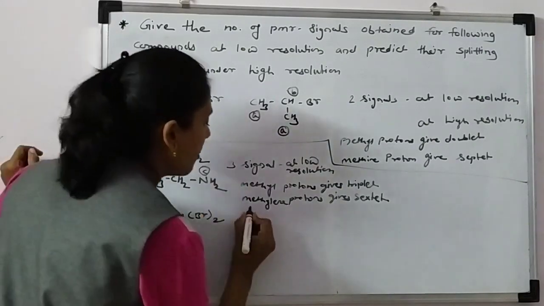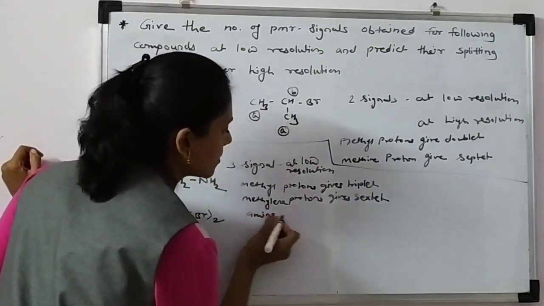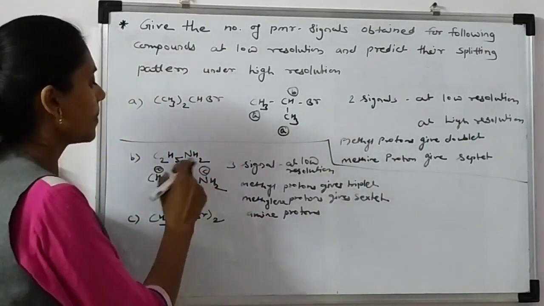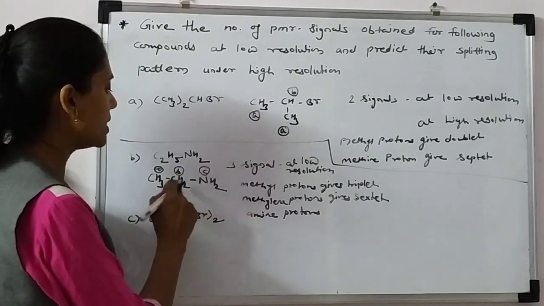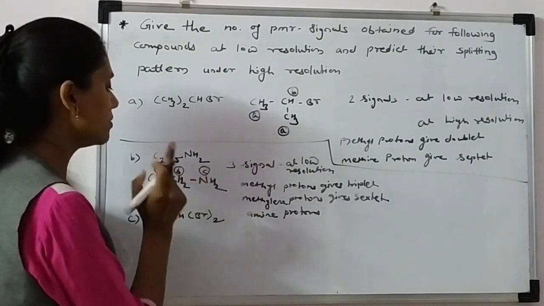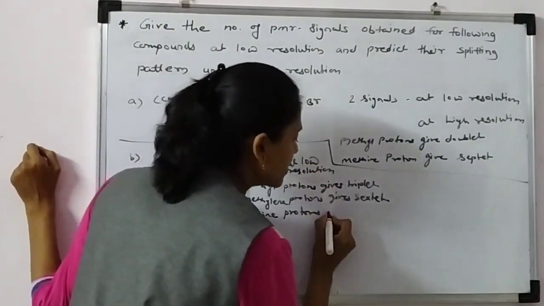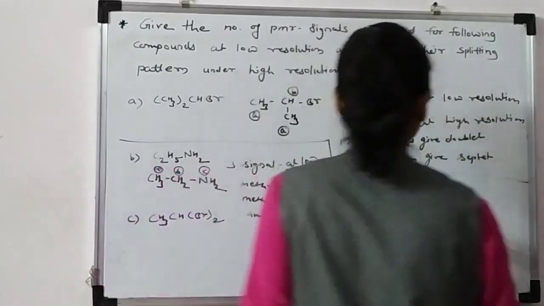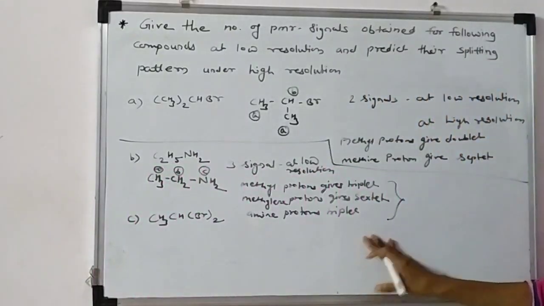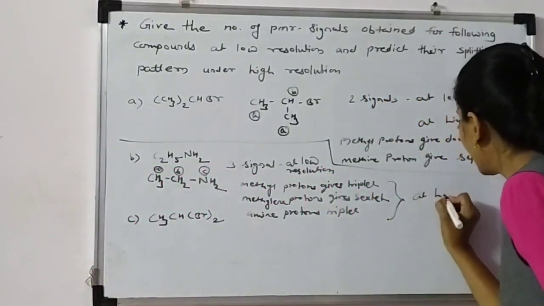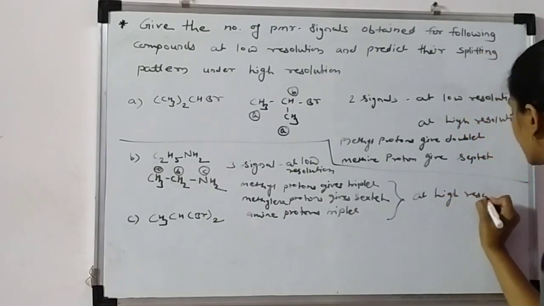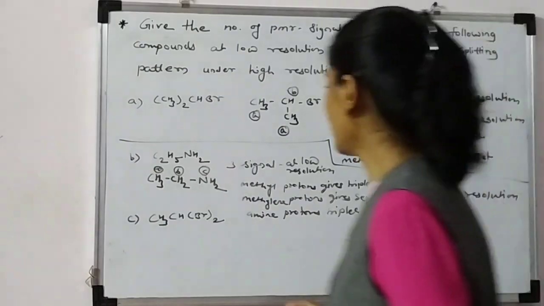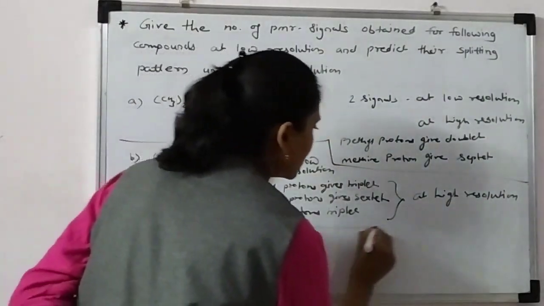Next one, amine protons. These 2 amine protons are attached to the methylene group, that means 2 protons only. So 2 plus 1, 3, that means the amine protons give a triplet. These 3 spin-spin multiplicity patterns we have obtained at high resolution. Okay. Next one.